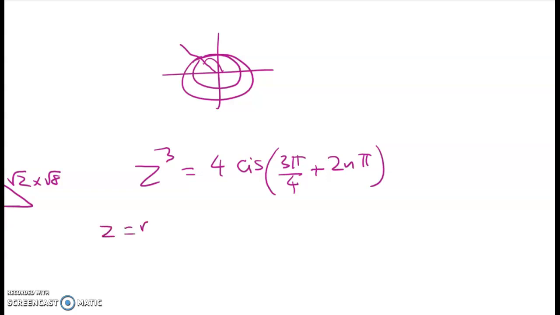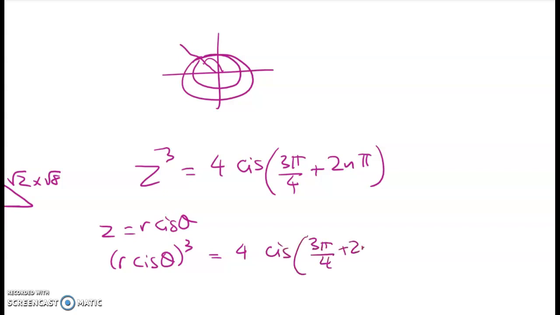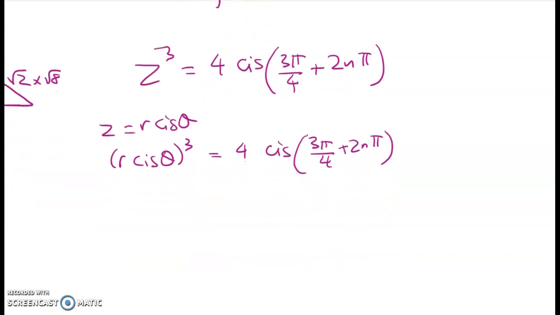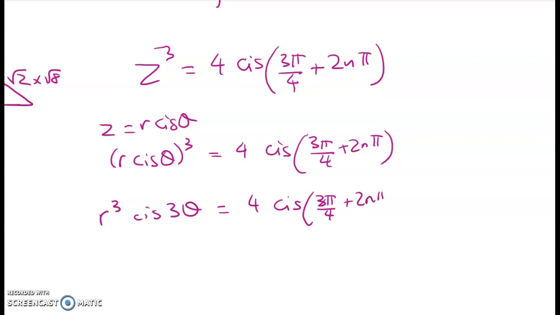Now, z is equal to r cis theta. So we substitute that in, and we get r cis theta cubed is equal to 4 cis 3 pi on 4 plus 2n pi. But then we have the beauty of de Moivre's theorem, which tells me that r cubed times cis 3 theta is equal to this. And my last step is going to be matching up those bits.